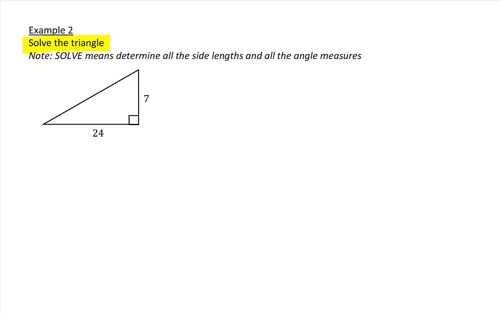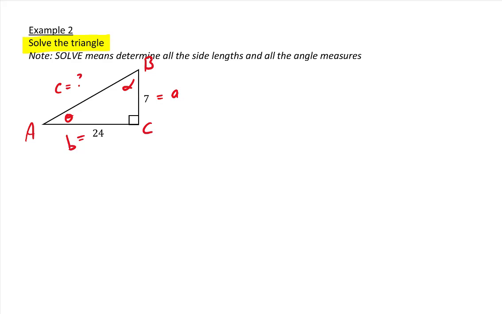So first let's label this triangle: A, B, and C. This time we want to find side C. We already know side A, we already know side B, and we want to find, let's say, angle A and angle B. So there's three things we need to find.